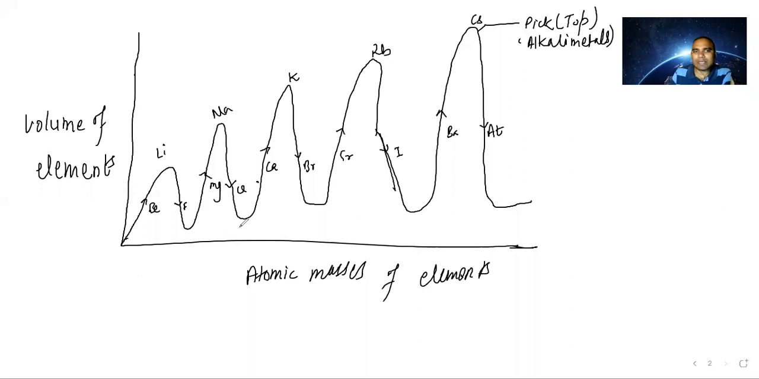At the bottom, they are saying transition metals, like scandium, titanium, vanadium, chromium, manganese, iron, cobalt.